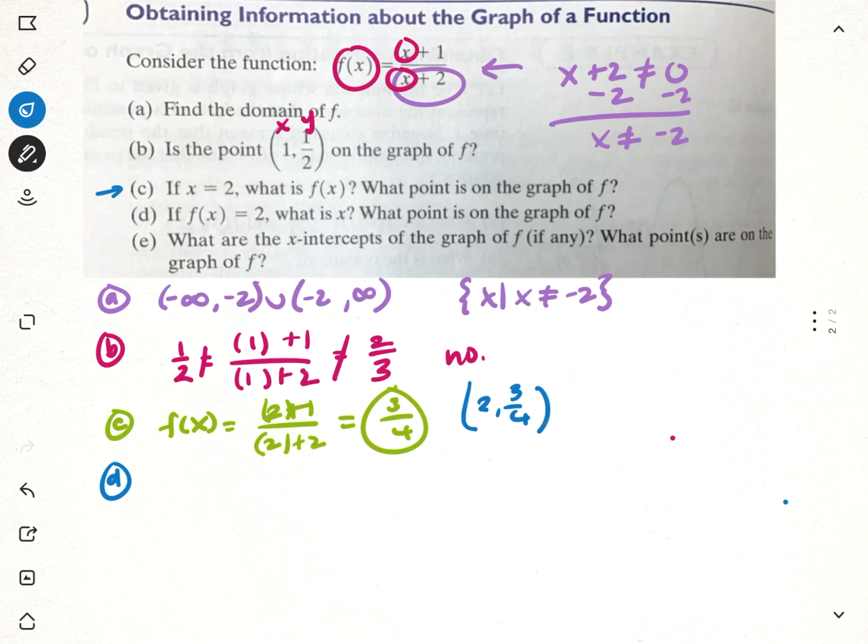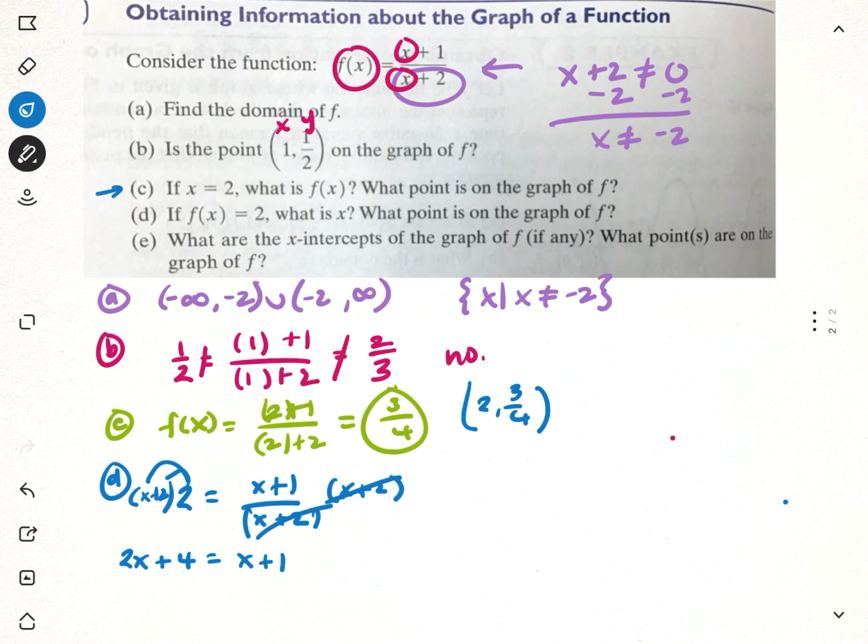Let's do the same for D. If f of x equals 2, what is x? This time it's telling us that our f of x is 2, so it's going to be 2 equals x plus 1 over x plus 2. We don't like this x plus 2 in the denominator at this point, so we're going to multiply by x plus 2 on both sides to cancel. And then we can distribute here. So 2 times x is 2x, plus 2 times 2 is 4, equals x plus 1. This is pretty simple algebra at this point.